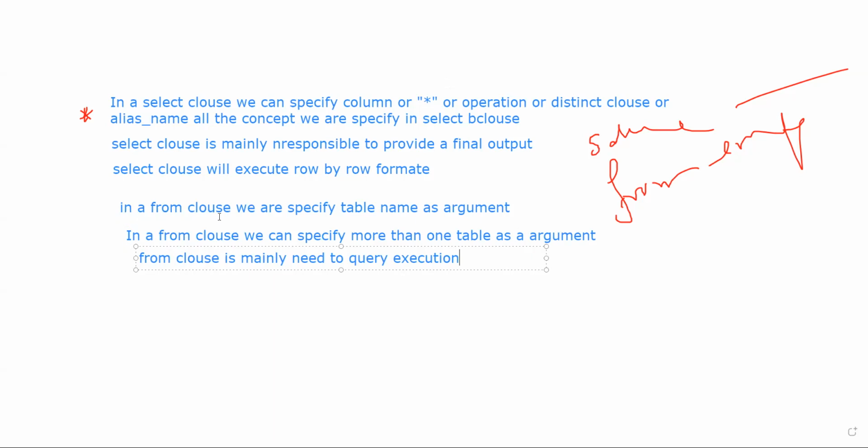Every point: in a from clause, we specify table name as argument. In a from clause, we can specify more than one table as argument. From clause is mainly needed for query execution. If you have any doubt in this point, then you can ask. Okay. Shall I remove, guys? Yes, written, sir. Okay.